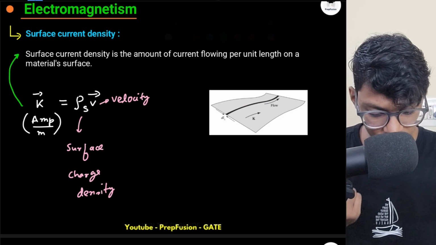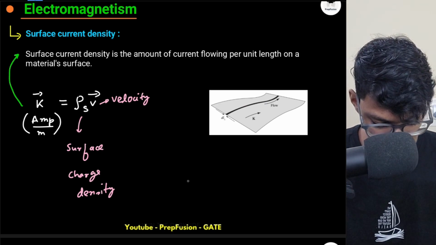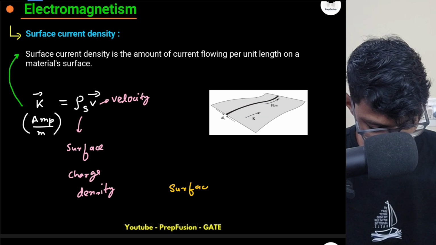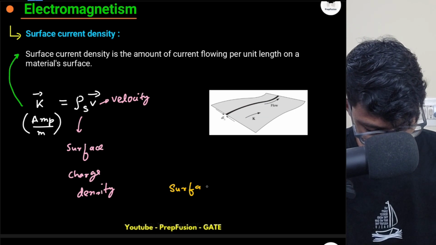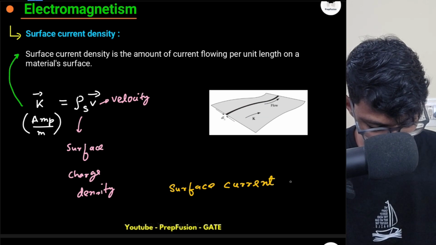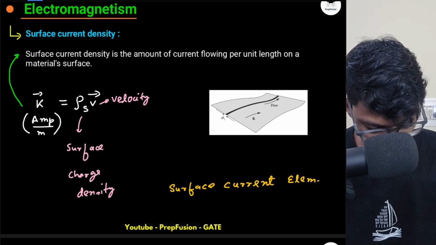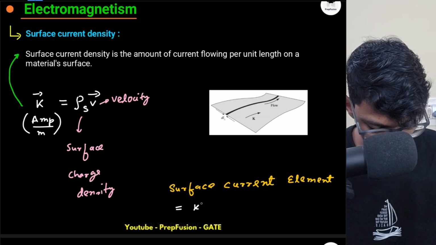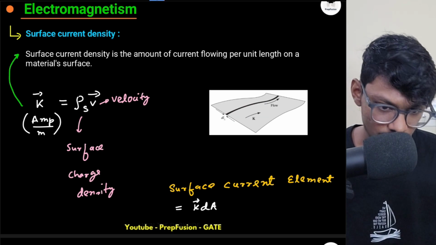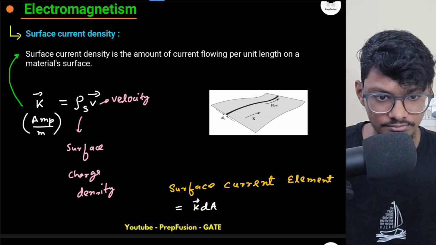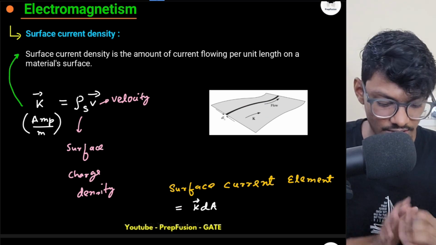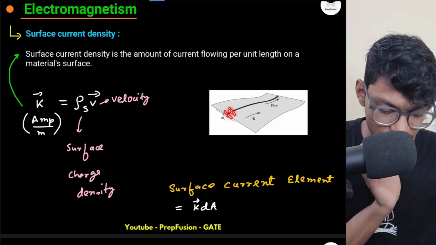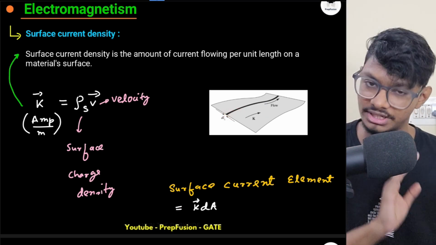So a surface current element will be defined like this: surface current element is equal to K dA. Now this dA doesn't have any vector quantity. K already is a vector quantity, and this is just a definition. That's it. The current that passes through a small length dl, that's the definition.